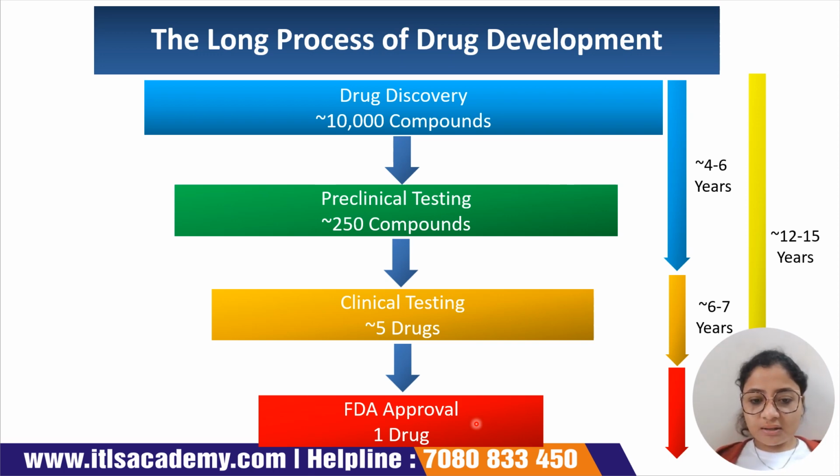So see, till preclinical testing, it will be taking around 4 to 6 years. Then the clinical testing part will be taking around 6 to 7 years, and the FDA approval part will be taking around 1 to 2 years, okay. So this total phase of drug development will be around 12 to 15 years, which is almost a decade plus an extra 3 to 4 years, okay.